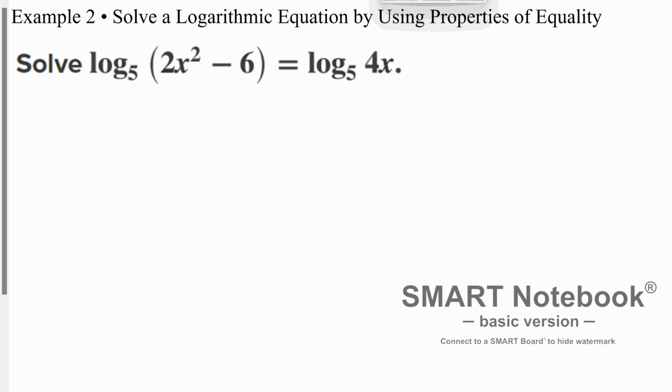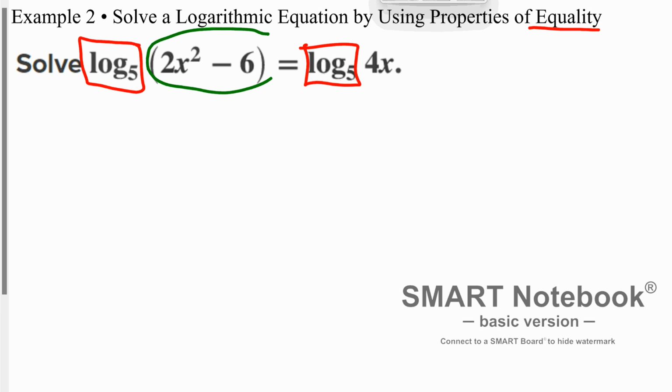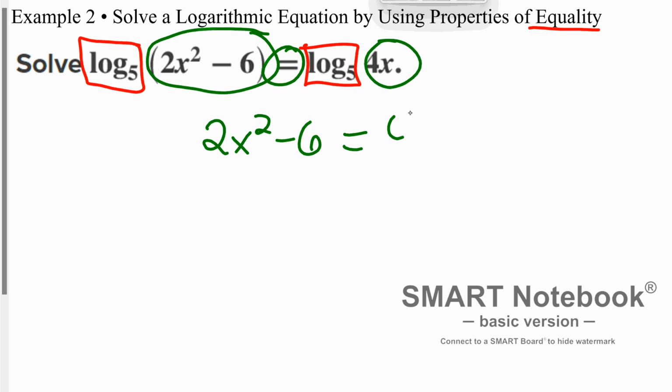Example number 2, we're going to solve the logarithmic equation by using the properties of equality. That means that when the log with the same base is on each side, if those are the exact same, then what I'm taking the log of must also be equal. Okay, so 2x squared minus 6 then equals 4x.